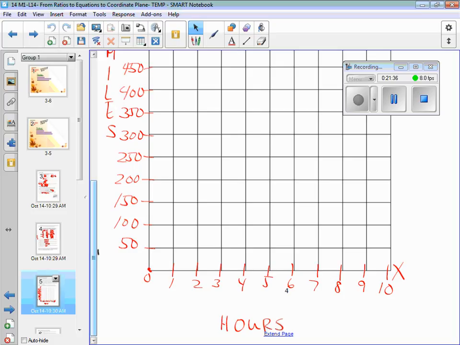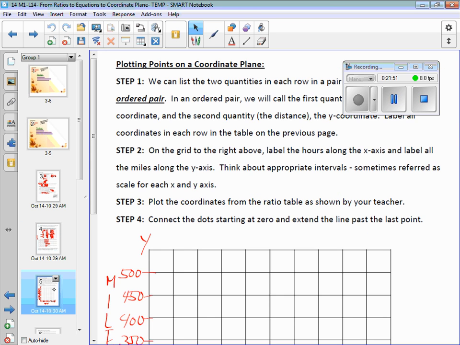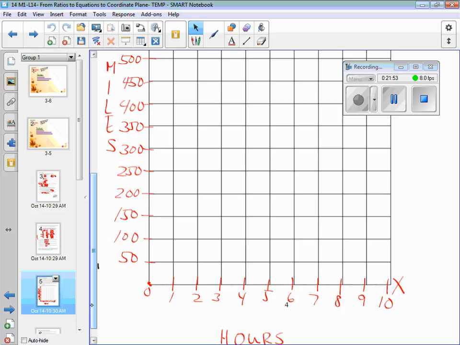So what you do, and I'm only going to flip back and forth just once because you're going to get the hang of what to do. If you now take your first ordered pair, your x was 1 and your y is 50, you're going to plot that on your coordinate plane. So you basically find 1 along the x, and then crawl up to your 50, and you put your first dot.